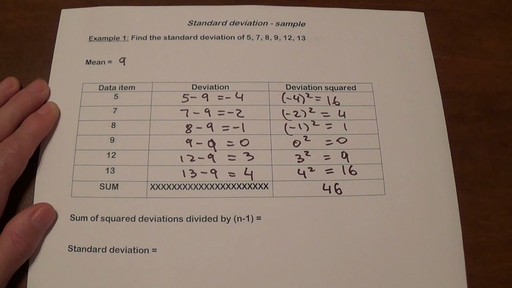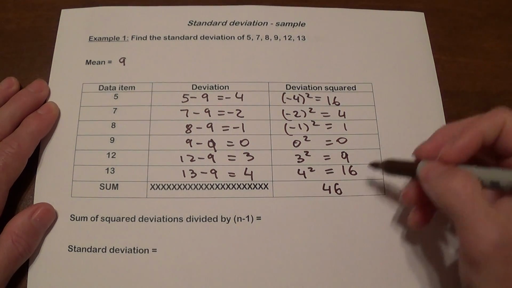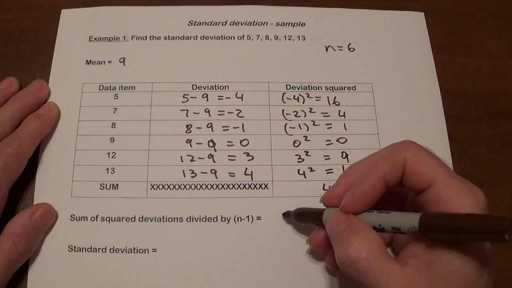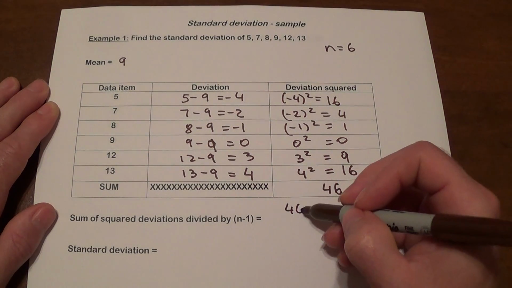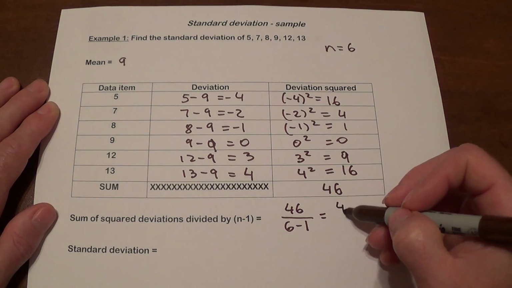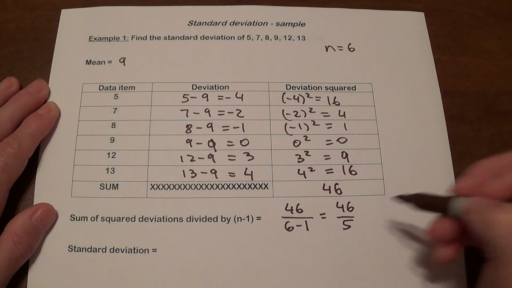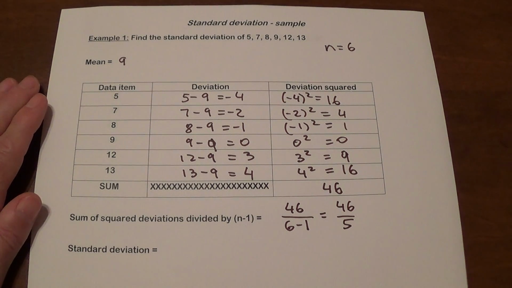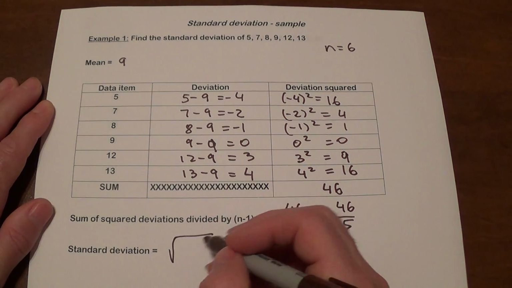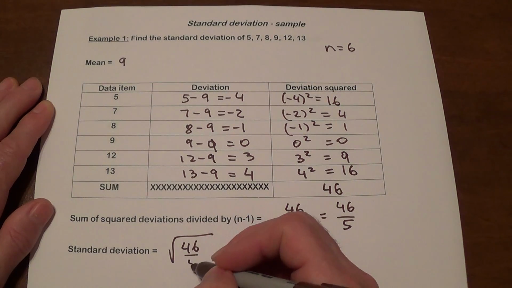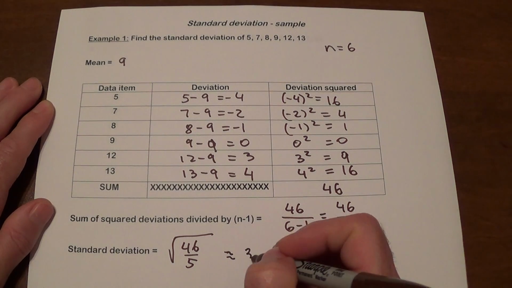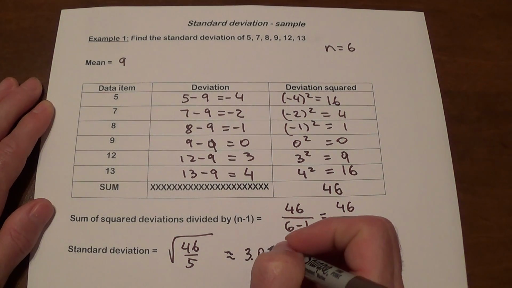So we're going to divide it now by n minus 1. So in our case, n is 6. So we're dividing 46 by 6 minus 1, which is 46 over 5. You can divide that, but it's not really that important. You need to do the square root of that number. So square root of 46 divided by 5. And when you divide it, you're going to get approximately 3.033.